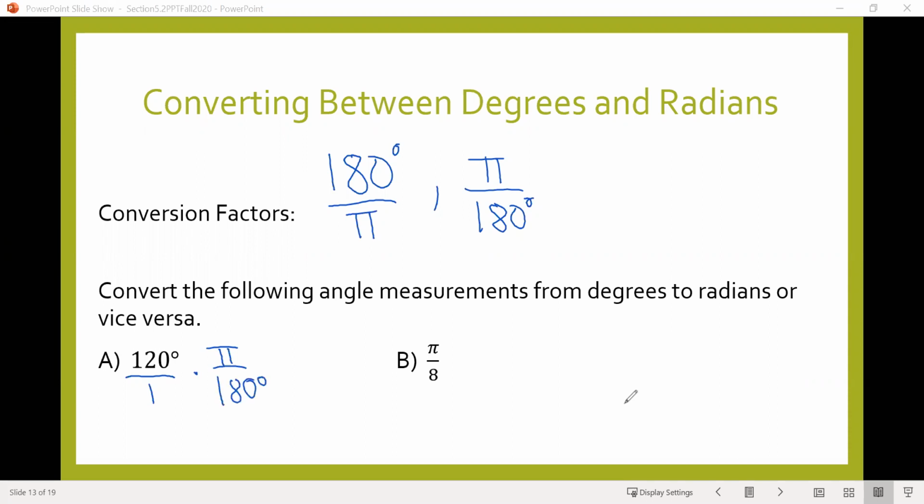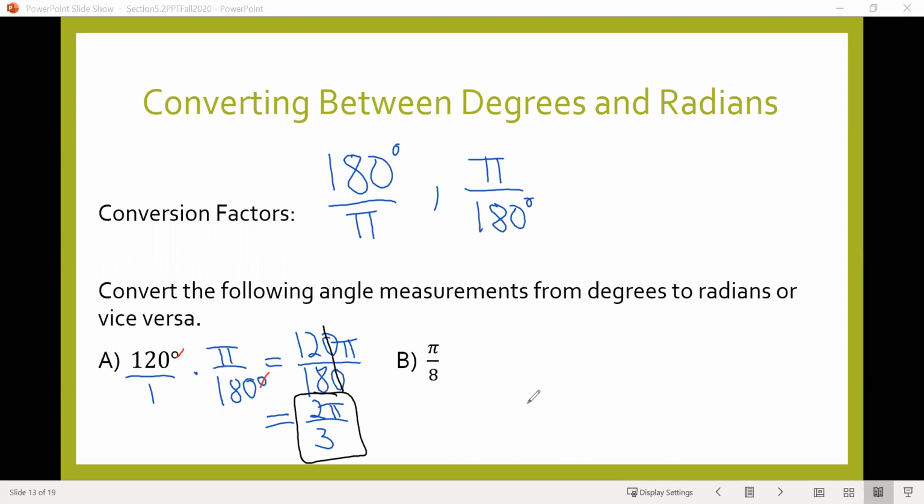Notice that what that allows us to do is cancel the degrees here and here. And then we're just multiplying two fractions, and when we multiply fractions, we can multiply straight across. So we do 120 times pi, which is 120 pi, over 1 times 180, which is 180. So we have 120 pi over 180. I think the 120 and the 180 can reduce, so cancel out the zeros here. 6 will go into 12 twice, so that'd be 2 pi, over 6 goes into 18 3 times. So it looks like the radian measure for 120 degrees is 2 pi over 3.